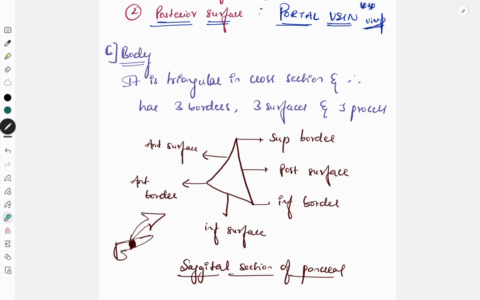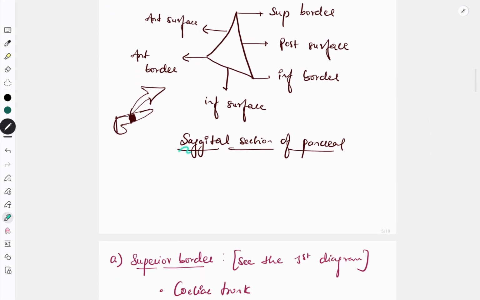I hope you guys understood this. The body is more three-dimensional, so you need to imagine cutting it in the transverse section, and we're taking the section and looking at it. So you will have three borders. That is, this is the anterior border, this is the inferior border, this is the superior border. This will be the anterior surface, posterior surface as well as the inferior surface, right? So this is nothing but the sagittal section of pancreas.